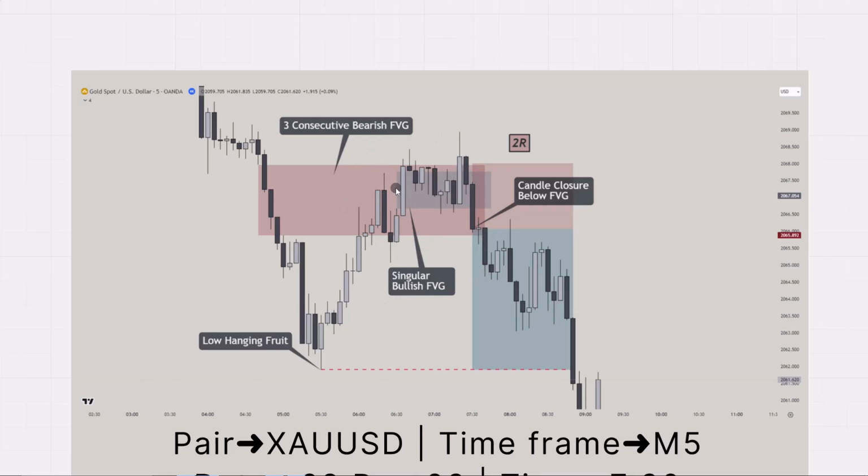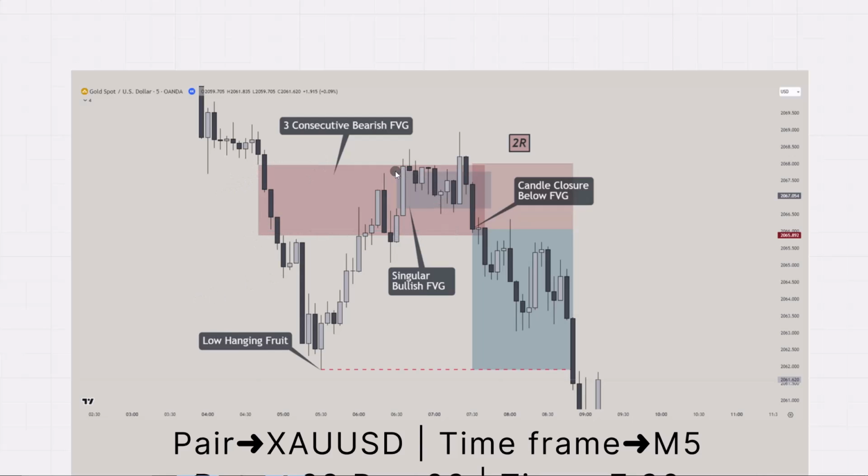It's just an inducement for people to enter long, but in reality, we are in a higher time frame. So we are on the 5 minutes. We have 3 consecutive bearish fair value gaps. So maybe if we go to the 15 minutes, we would see this as one singular fair value gap. Or if we go to the 30 minutes, this would be a singular fair value gap, a big one.